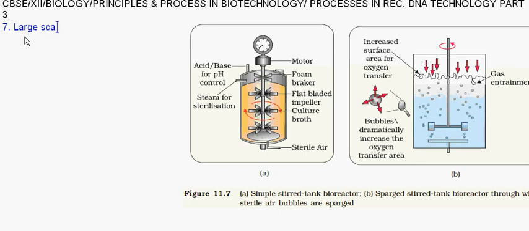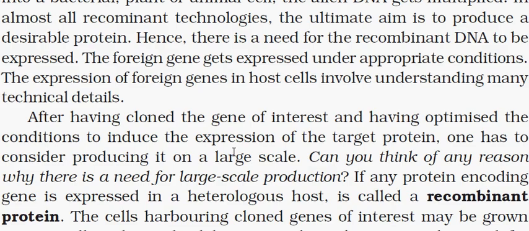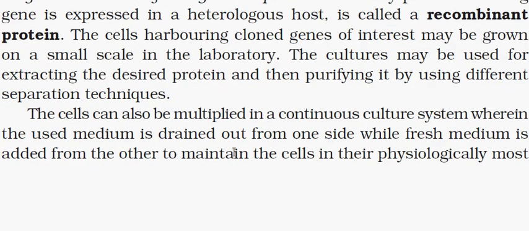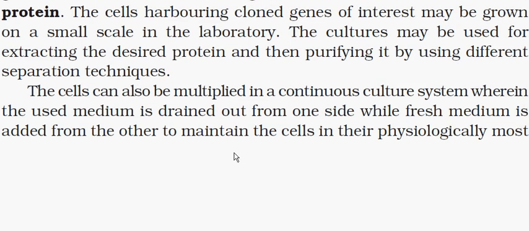The container used for large scale production is called a bioreactor, as you can see written here. Large scale production is done in a bioreactor, and either a continuous culture system or batch culture can be used. Continuous culture is preferred because the product yield is much more.